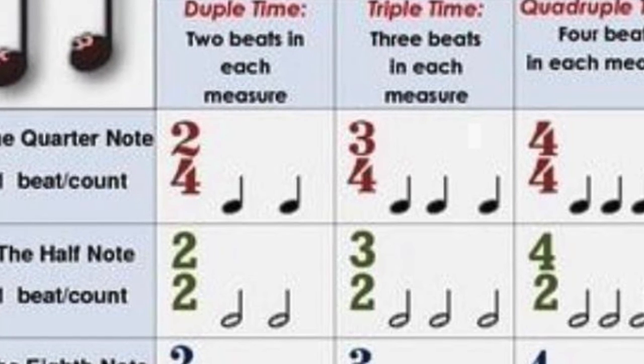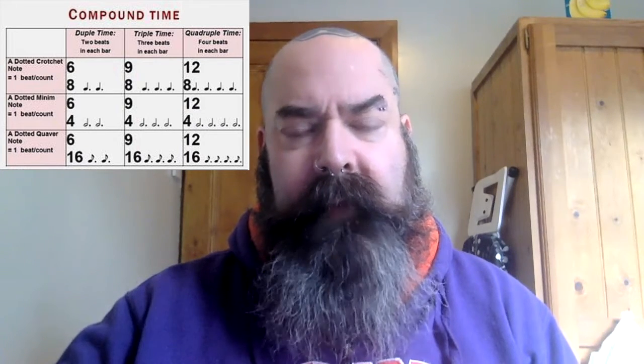Now, if we look at what we call jig time, or 6/8, now we're counting in 6/8 notes, or 6 quavers. And the count will be 1, 2, 3, 4, 5, 6.